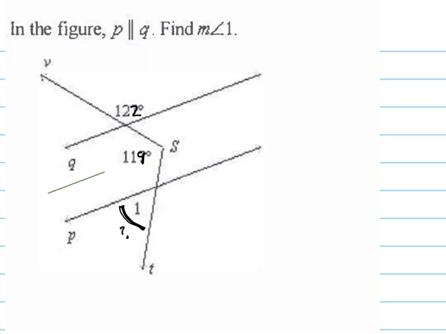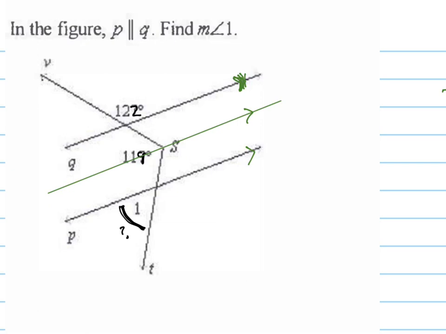So draw in another parallel line that goes through S. So I'm drawing that in, and I'm going to say I'm drawing that so that these are all parallel to each other. That and that and that are all parallel to each other. Okay, I'm allowed to do that. I'm drawing in a parallel line.